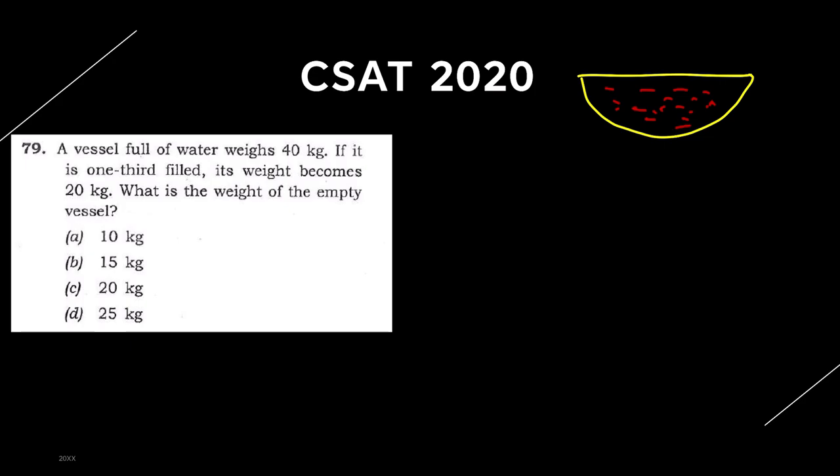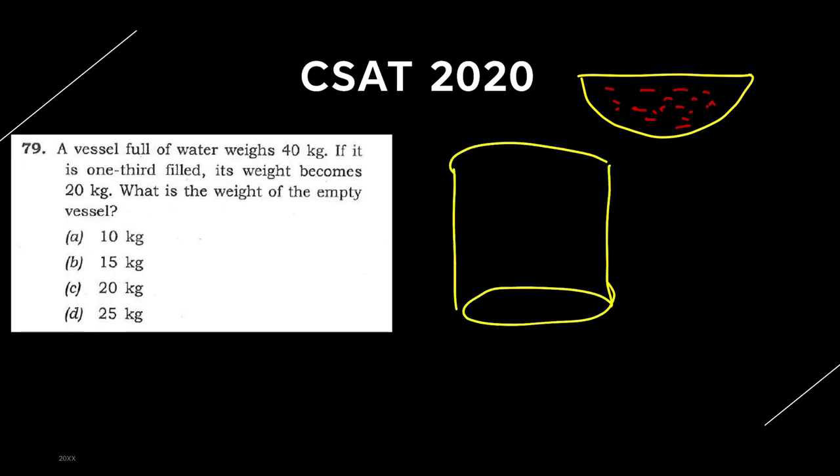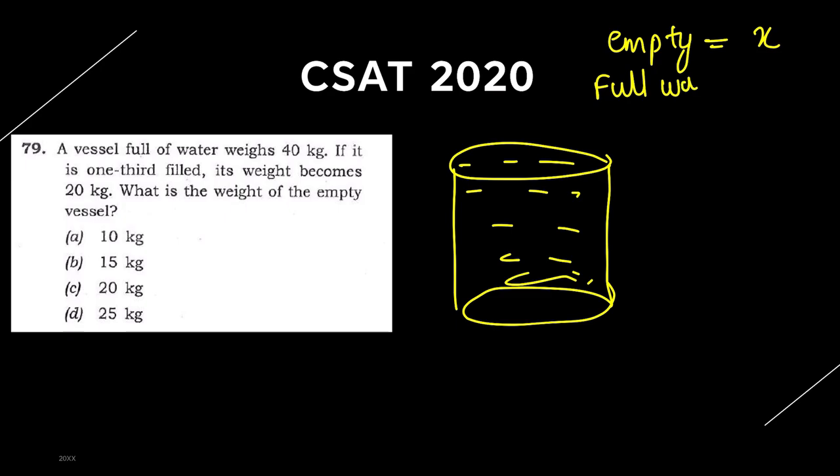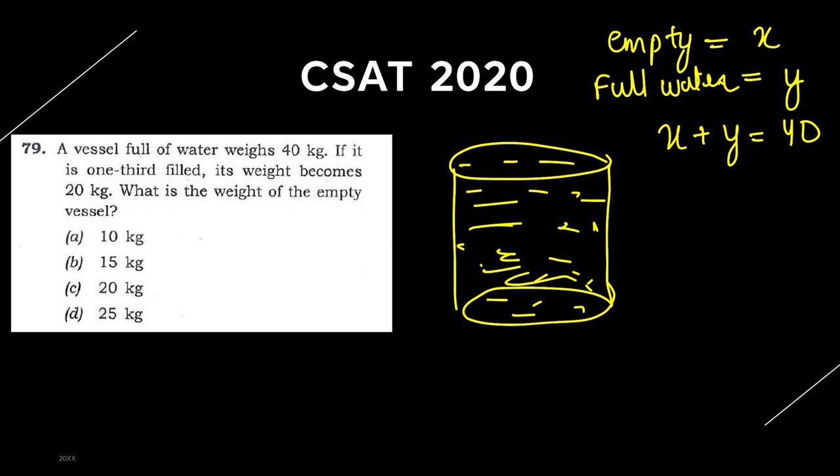Now, see, this is the beaker. This is the empty vessel, right? Till now it does not have any water in it. So let's say the weight of the empty vessel is, for our question, x. Then the weight full of water is 40 kg. If it is completely filled with water, suppose the water is y kgs, then total x plus y is 40. This is equation number 1.